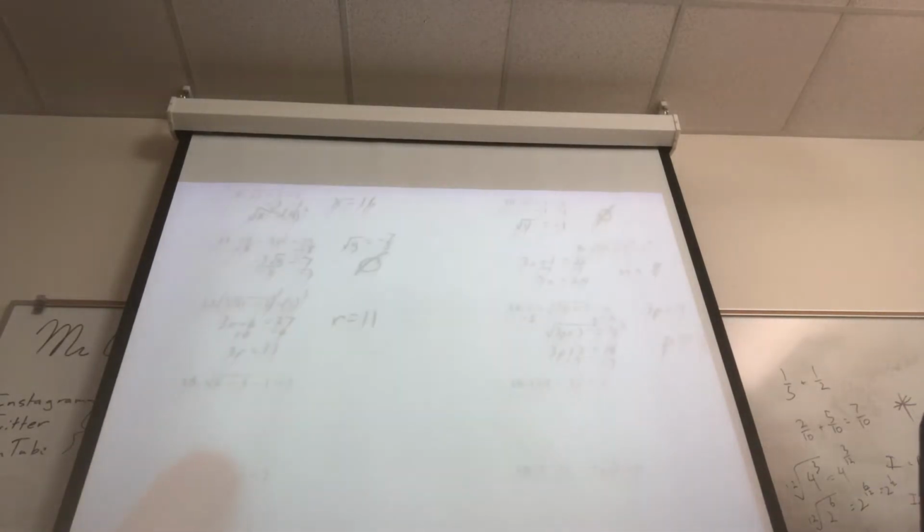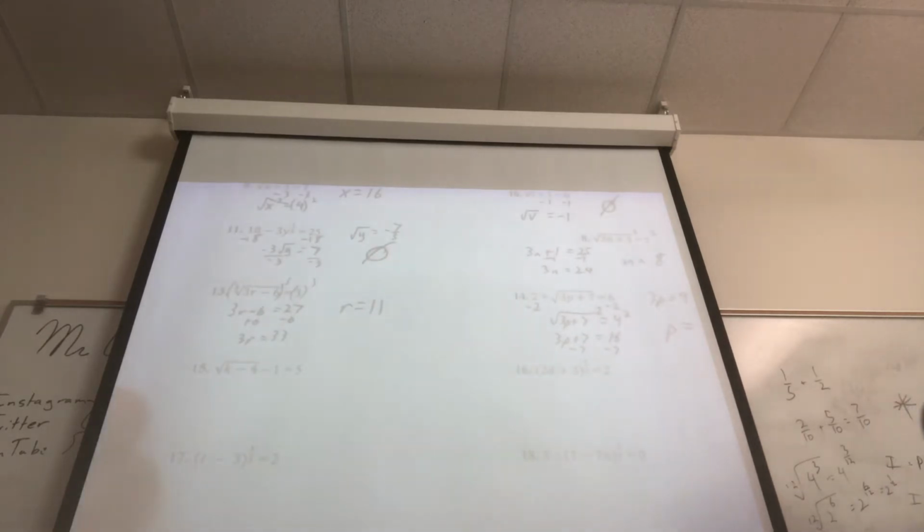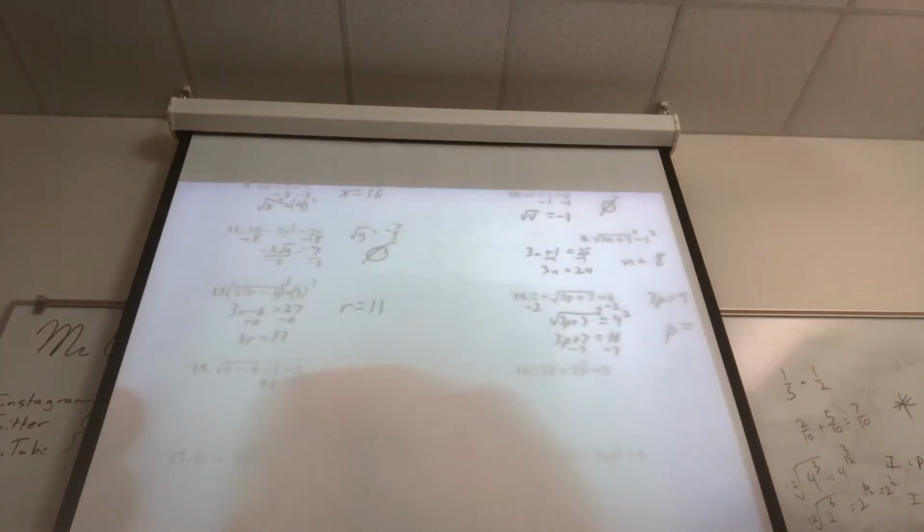Be careful on ones like number 15. We're going to add 1. That's square root of k minus 4 is equal to 6. We square both sides, and we have k minus 4 is equal to 36. That means that k is going to be 40.